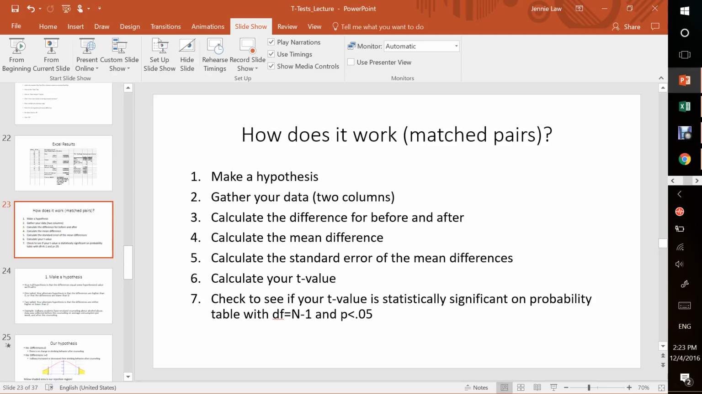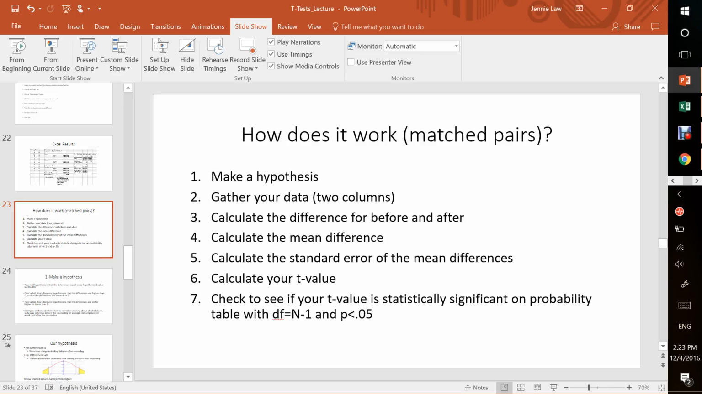And what we're actually doing is we're saying, is there an effect? Is there a difference between the before and after? So what we're going to do is to make a hypothesis. We're going to gather our data, which is in two columns because we're looking at the difference between two variables. We're going to create a third variable where we calculate the difference for the before and after scores.